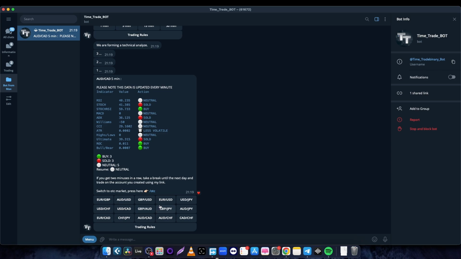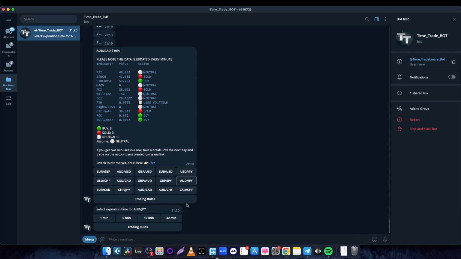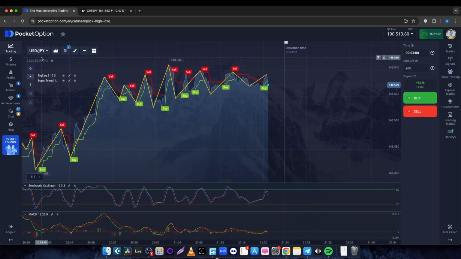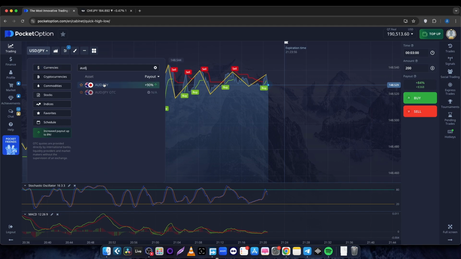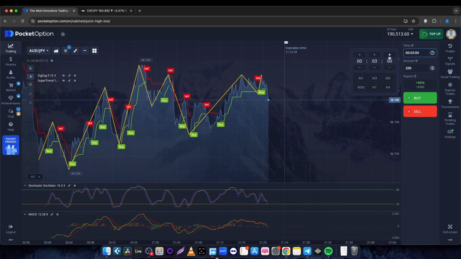So, I'm starting my short trading session. I'm going to select a currency pair from the list in the trading bot interface for my first trade. Let's take the Australian dollar and Japanese yen. Now, I go to Broker Pocket Option, and in advance, in the search bar, I will set this currency pair. The expiration time in the first trade will be 5 minutes.